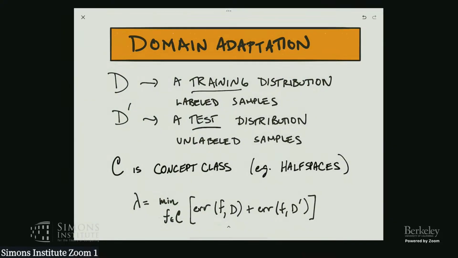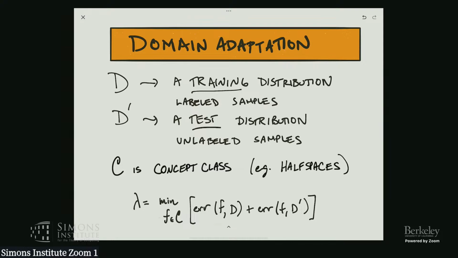And then, just like in PAC learning, we're going to be assuming that there's some underlying function class that you're trying to compete with, or that's labeling the samples. So that's always going to be script C. And in the back of your mind, think about half spaces as the canonical example. It's my favorite function class.